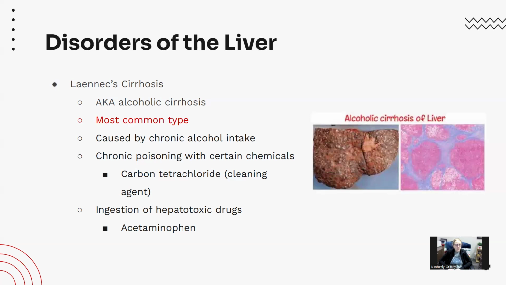You can have chronic poisoning with certain chemicals. So you can have carbon tetrachloride, which is a cleaning agent, or the overingestion of hepatotoxic drugs like acetaminophen. So those people who try to overdose on acetaminophen end up only damaging their liver, not really having any other side effects of it.